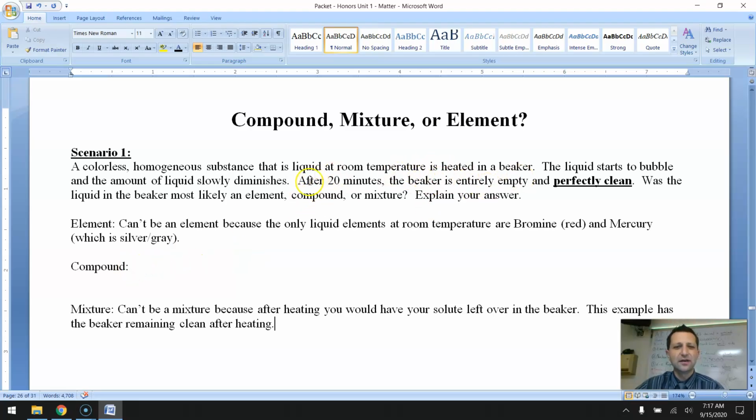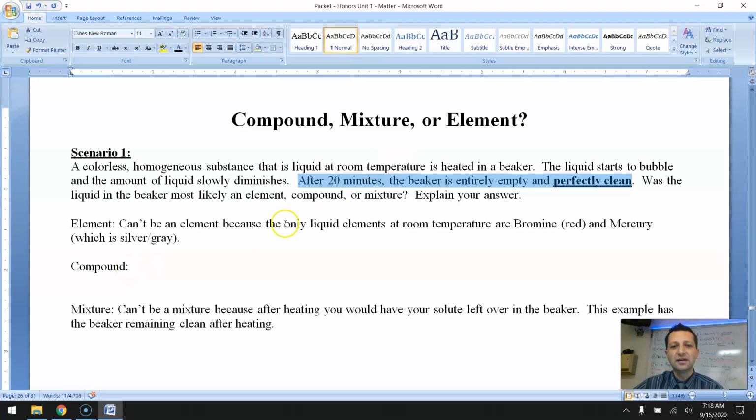Let's think of how we could explain that. After 20 minutes, the beaker is entirely empty and perfectly clean. All we really had here occurring was evaporation, right? The liquid evaporated and went from a liquid to a gas. So you didn't really separate the compound, right? The only way to separate the compound is to do electrolysis, right? We talked about that with methods of separation. So you didn't separate it at all.